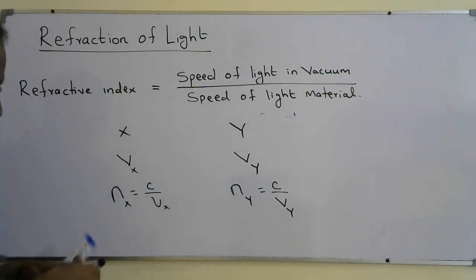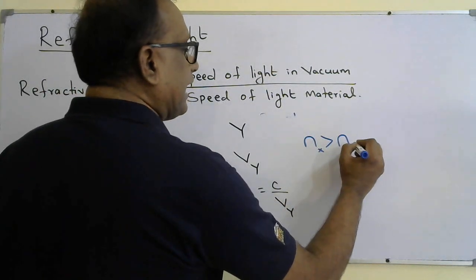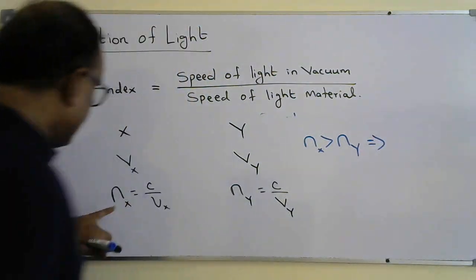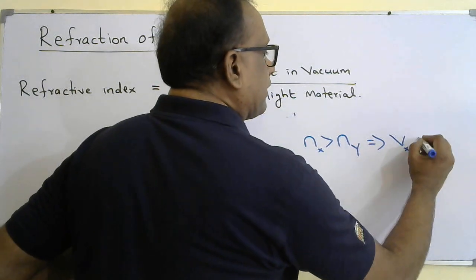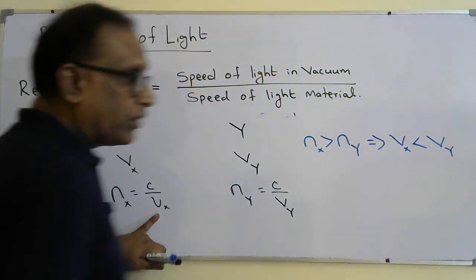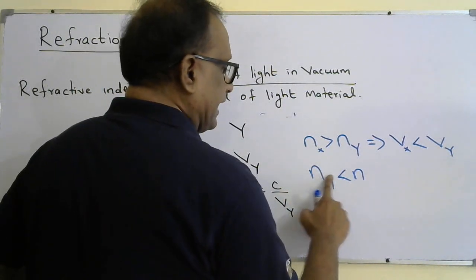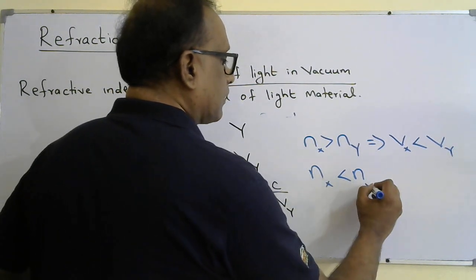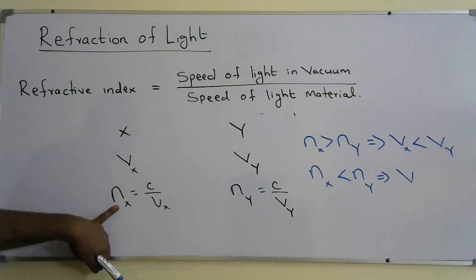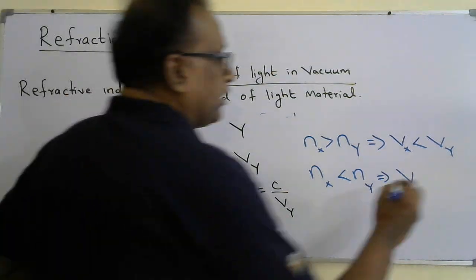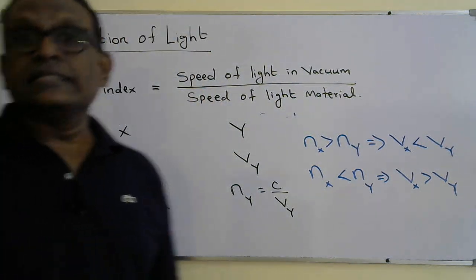Very simple mathematics. If Nx is greater than Ny, then Vx, the speed of light in medium X, is less than the speed of light in medium Y. The other way, if Nx is less than Ny, that means the speed of light in medium X is larger than in Y, so Vx is greater than Vy. It is better to know these things because there could be statements in the MCQ.